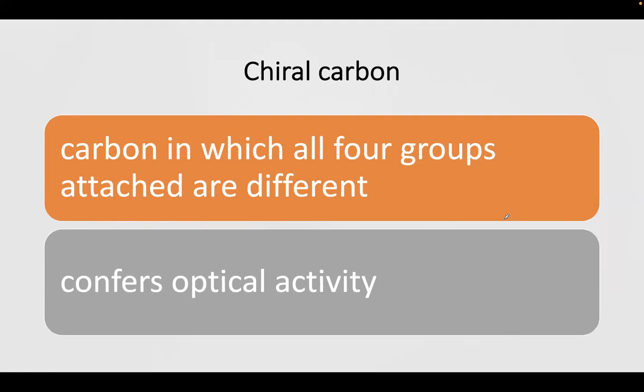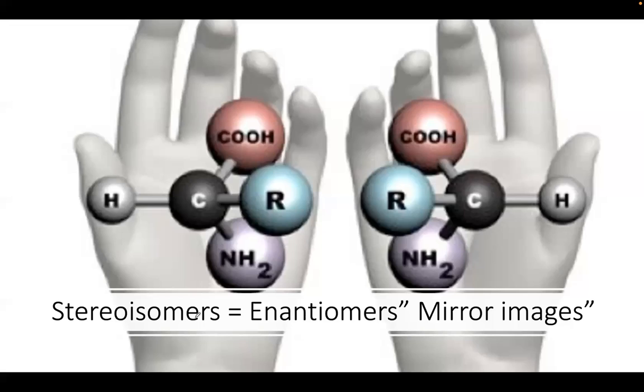Therefore, what is the amino acid that does not have optical activity? Okay, it is glycine. So glycine does not have optical activity.